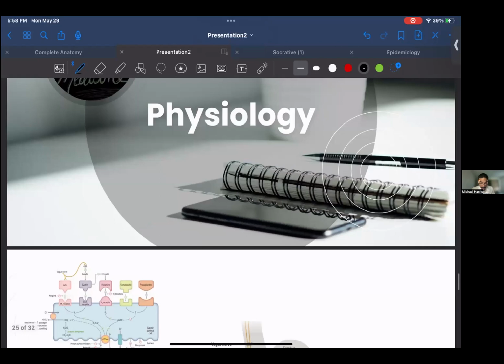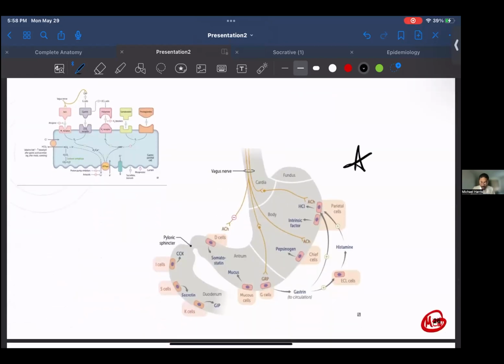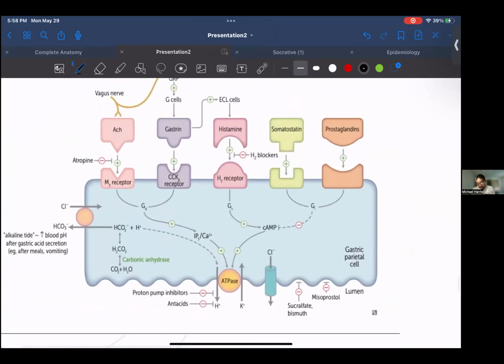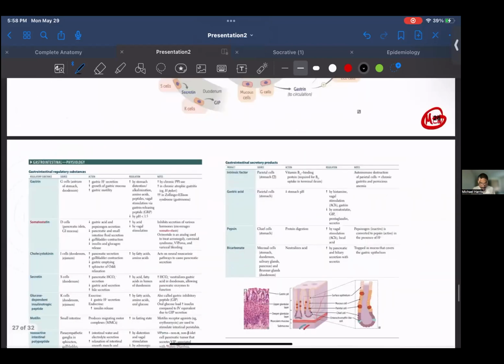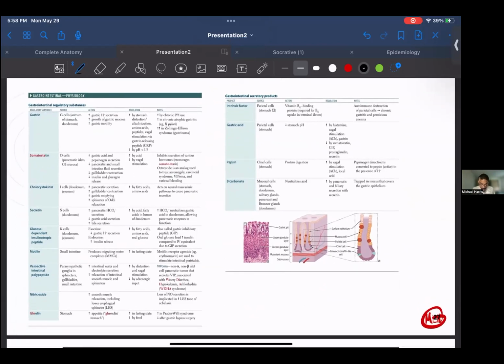Now, physiology-wise, this is going to be the biggie when it comes to GI. They're going to give you some kind of hormone, some kind of neurotransmitter within the stomach or in the duodenum, and then they're going to ask you what cell releases it, or what is a function, or what is a secondary messenger. That's where they love to test people. And in all honesty, I don't blame them, because look at it. It's 2 whole pages in your First Aid book.